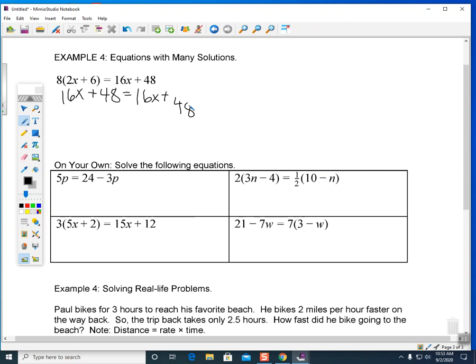So in this example, this is when I have infinite solutions.